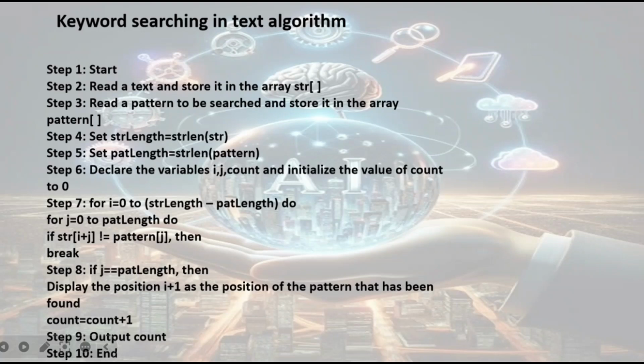Step 8, if j equals patlength, then display the position i plus 1 as the position where the pattern has been found. Count equals count plus 1. In Step 9, it will display the output of the count value. In Step 10, it will end the program.